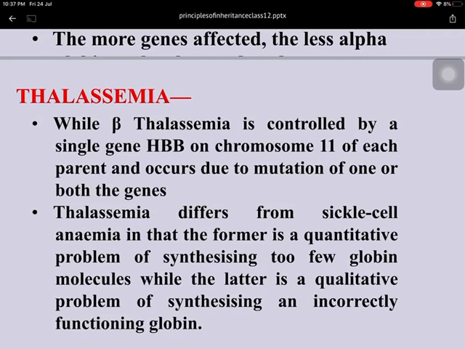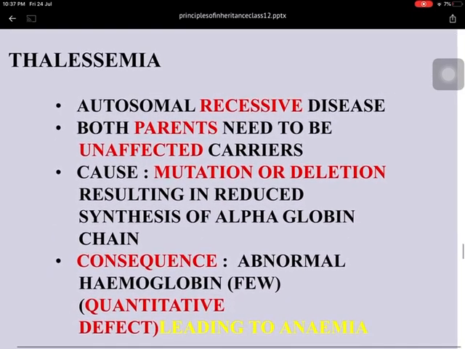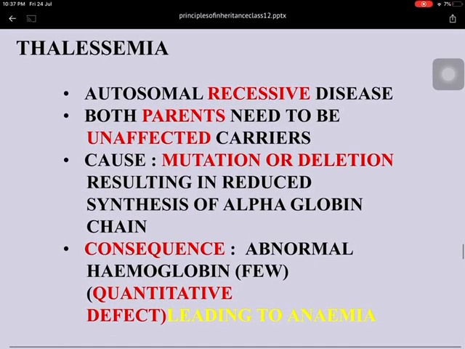anemia. Thalassemia is different from sickle cell anemia. As I told you, thalassemia is related with the number of globulin protein produced, whereas sickle cell anemia is a qualitative change. That means the property of synthesizing incorrectly functioning globulin. What is thalassemia? An autosomal recessive disease. Both parents need to be affected carriers.